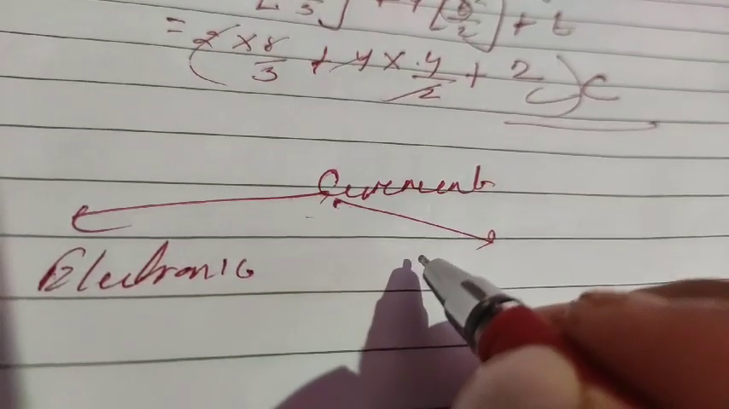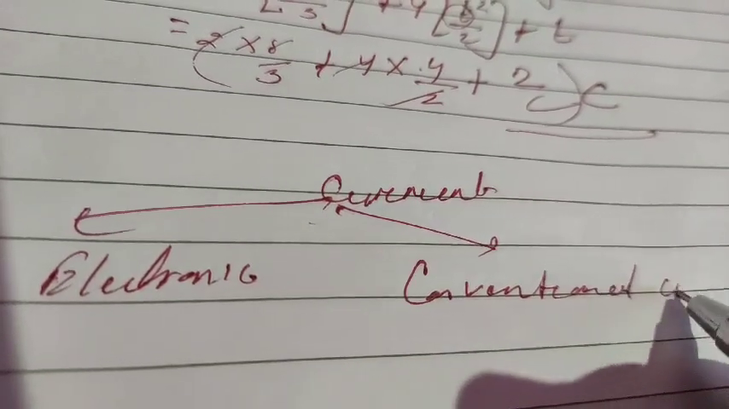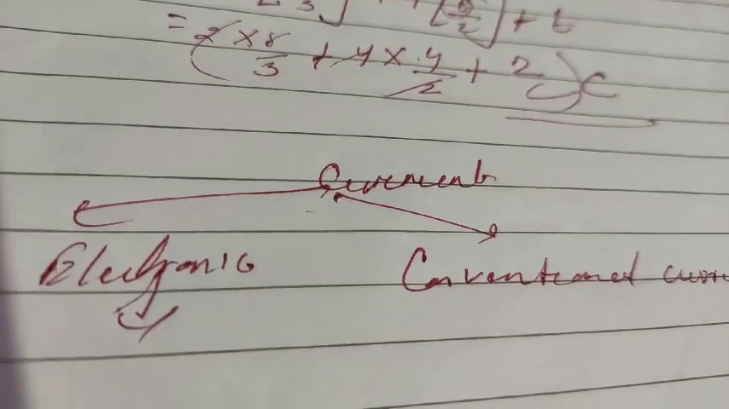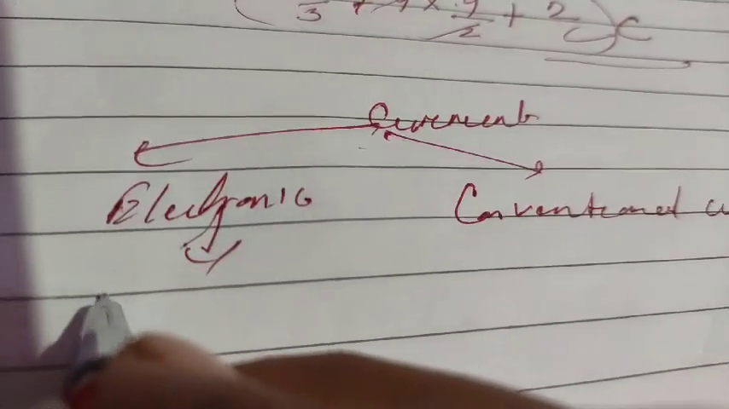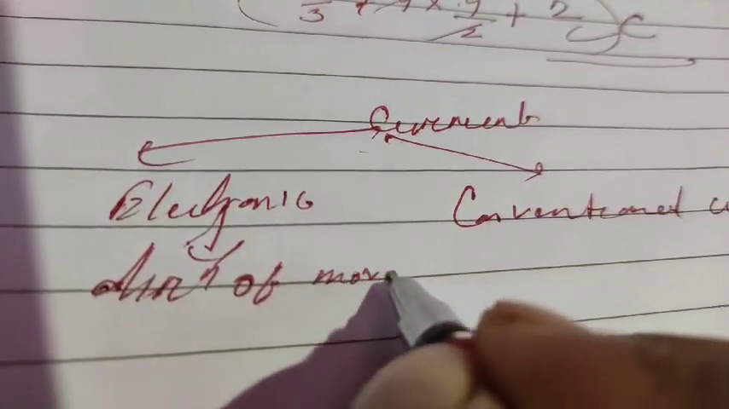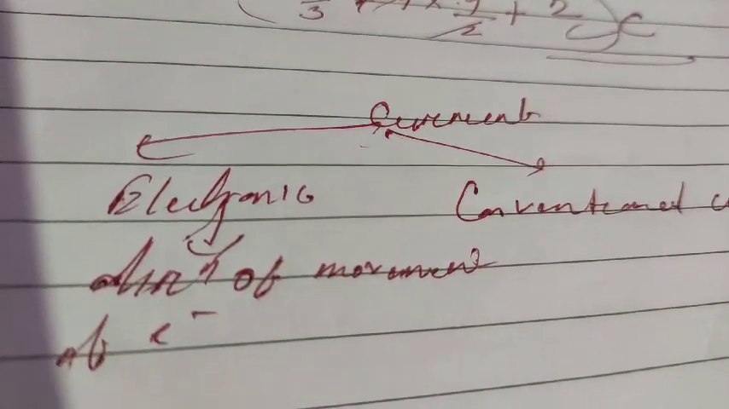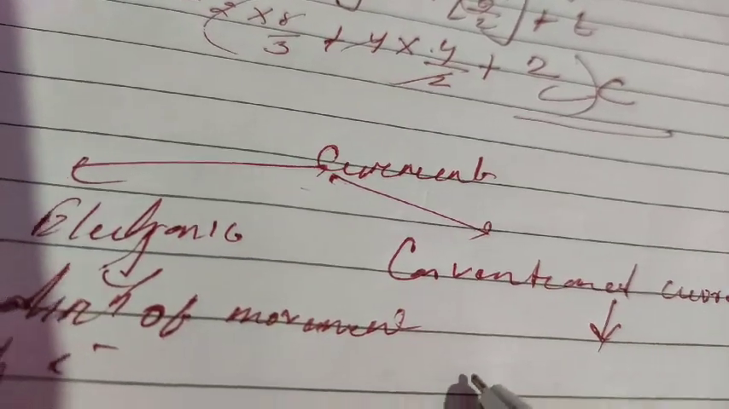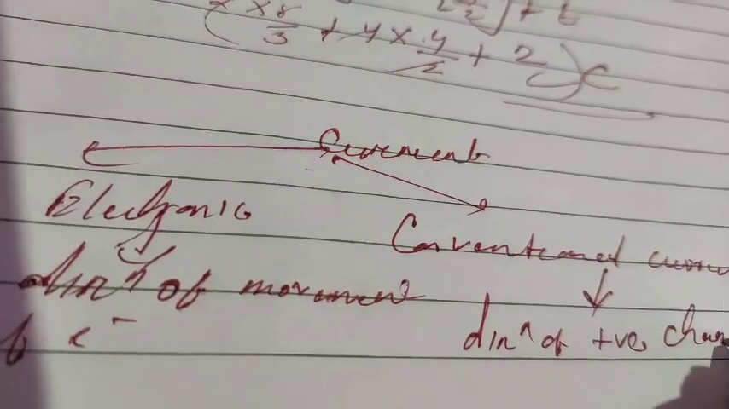Just reviewing this topic. Another is conventional current. Okay, so what is electronic current, student? The electric current is the direction of movement of electrons, right? The current which is generated by the direction of movement of electrons. And what is conventional current? The current which is due to the direction of positive charge movement.